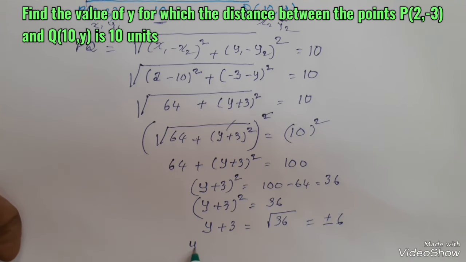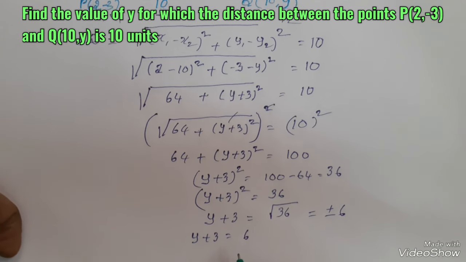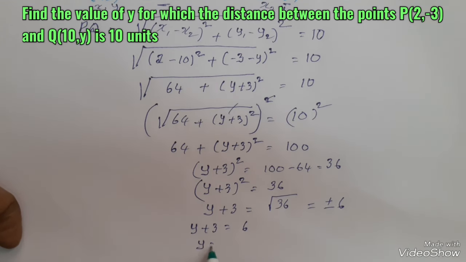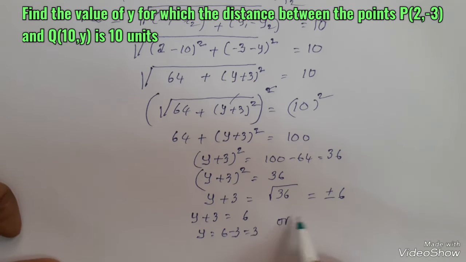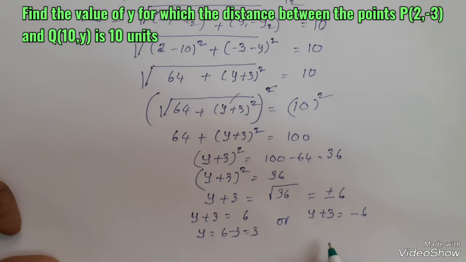So now the answer: y plus 3 equals, if you take plus 6, then y equals 6 minus 3, so 3 is one answer. Or y plus 3 equals, if you take minus 6, y equals minus 6 minus 3, so minus 9 is the second answer. So the y coordinate, the value of y, is 3 or minus 9.